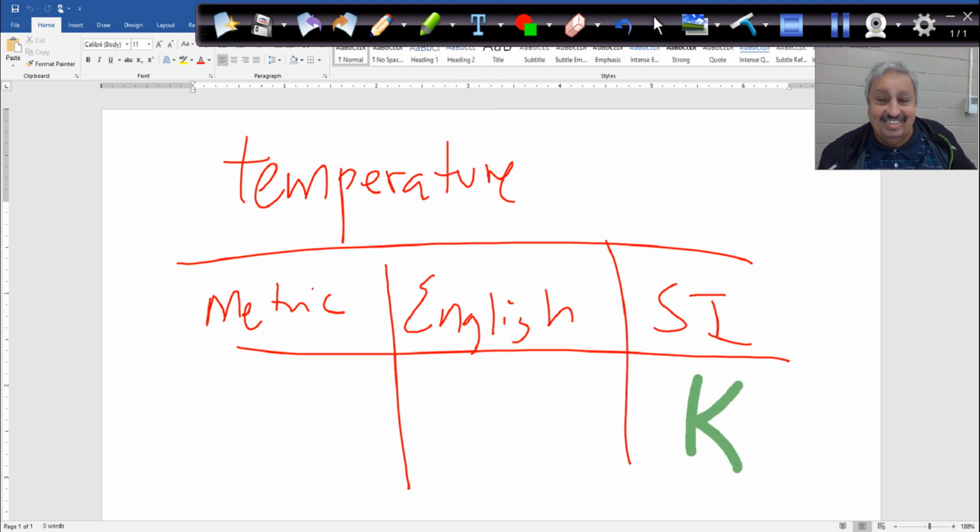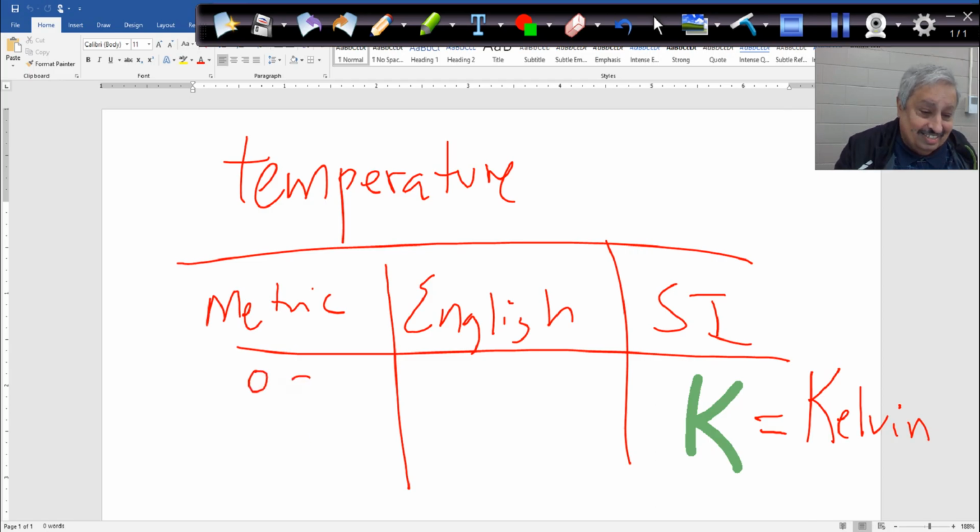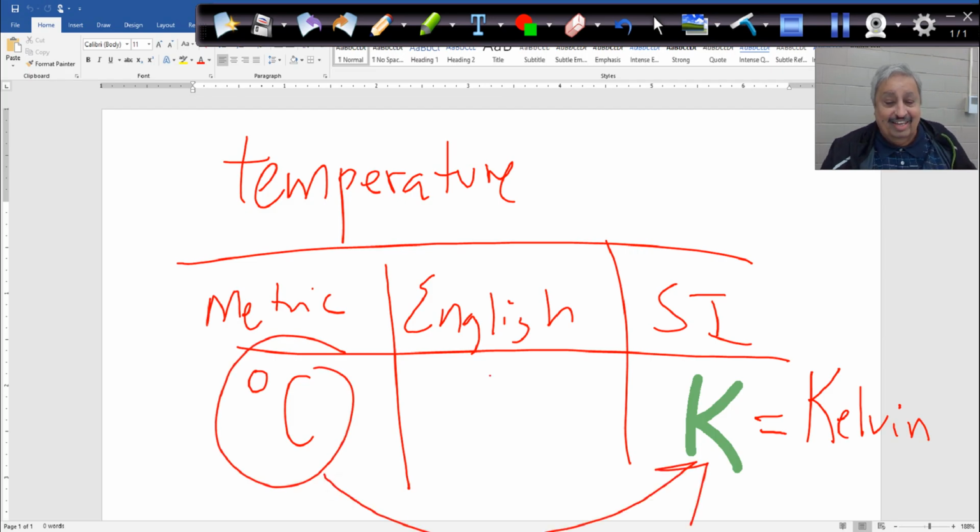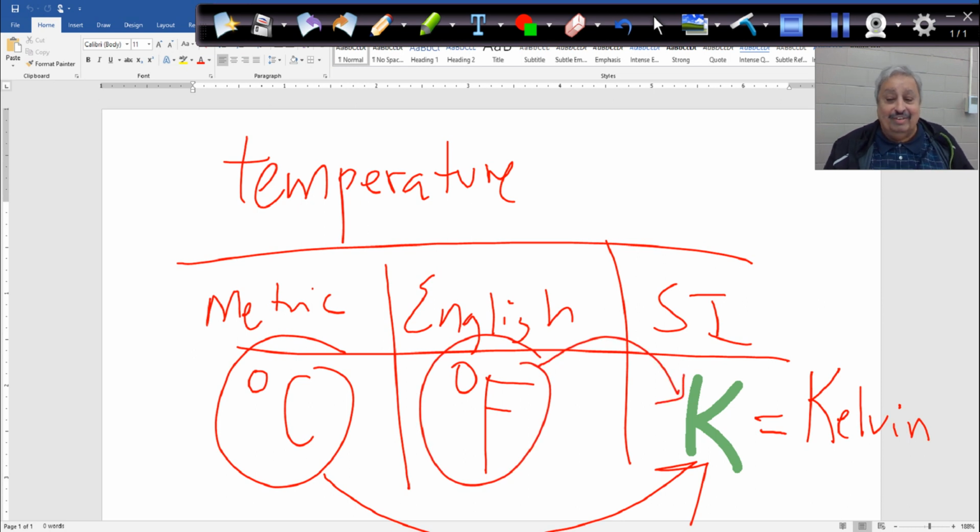It's K, capital K, and capital K is Kelvin. The name of the scientist, owner, so it has to be capital, Kelvin. Correct, guys? So in the metric it is centigrade Celsius, and this Celsius has to be converted to Kelvin. And in English, in what? Fahrenheit. This Fahrenheit has to be converted into Kelvin. Okay, guys? So we'll have covered all these units, and let's go for the laws.